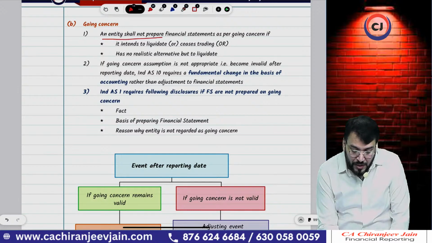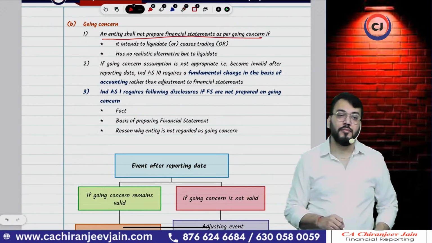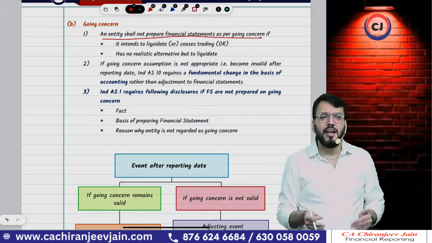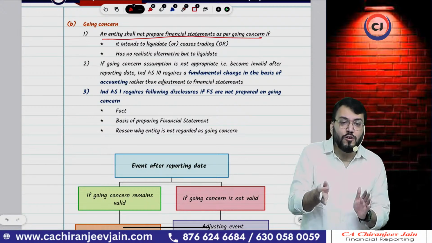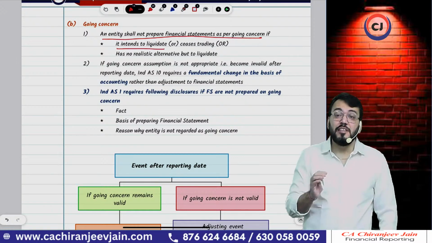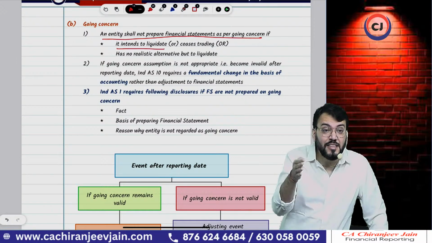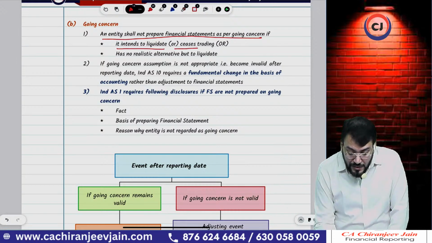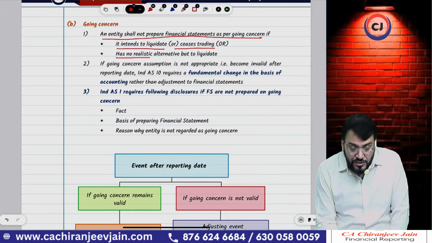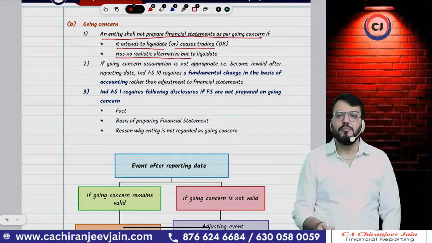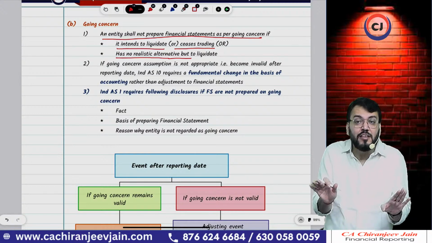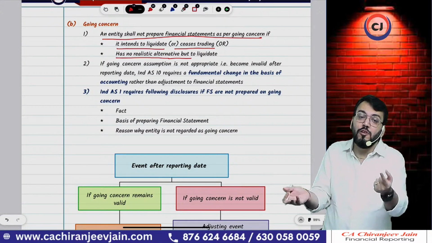So what is given? An entity shall not prepare financial statements as per going concern. We can say it this way: entities should prepare financial statements as per non-going concern if there is an intention to liquidate, or an intention to cease trading, or they have no realistic alternative but to liquidate. It means there is no intention to liquidate, but they do not have any other option. They have only one option, to liquidate.